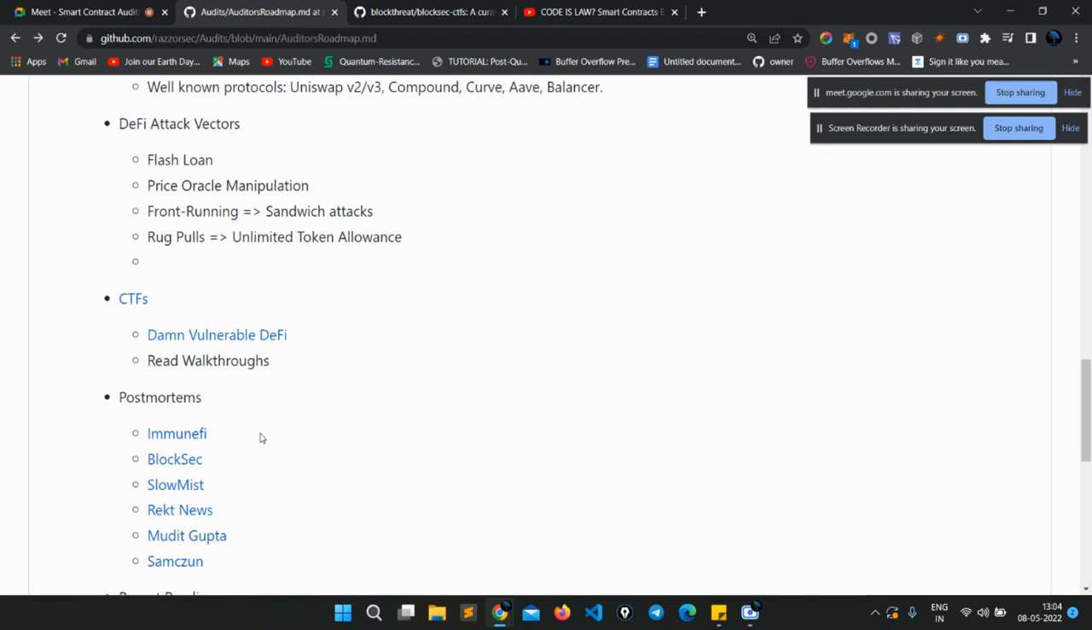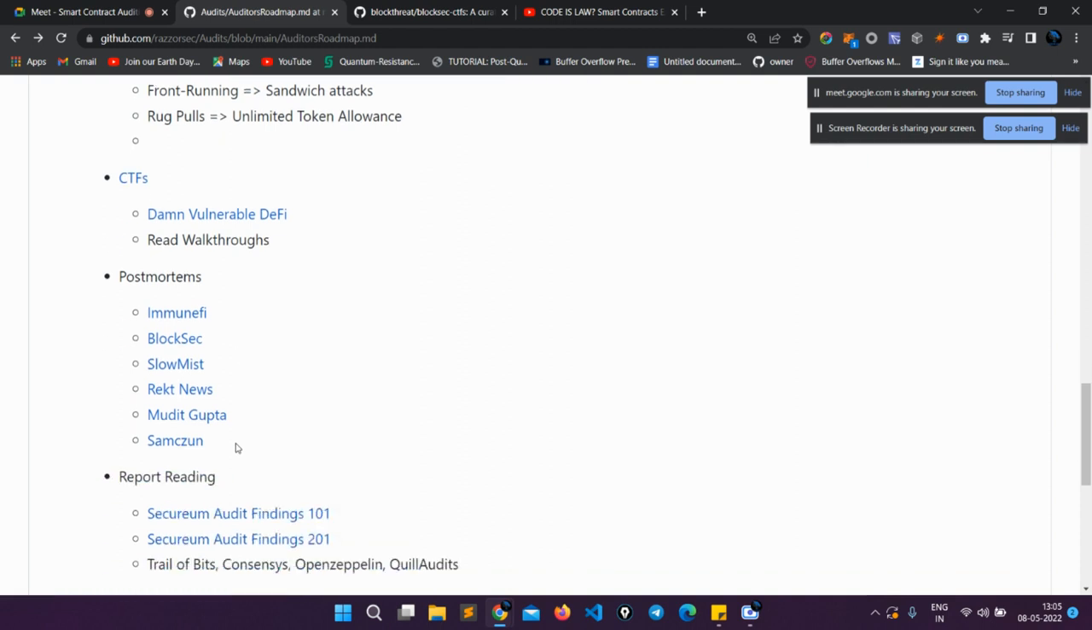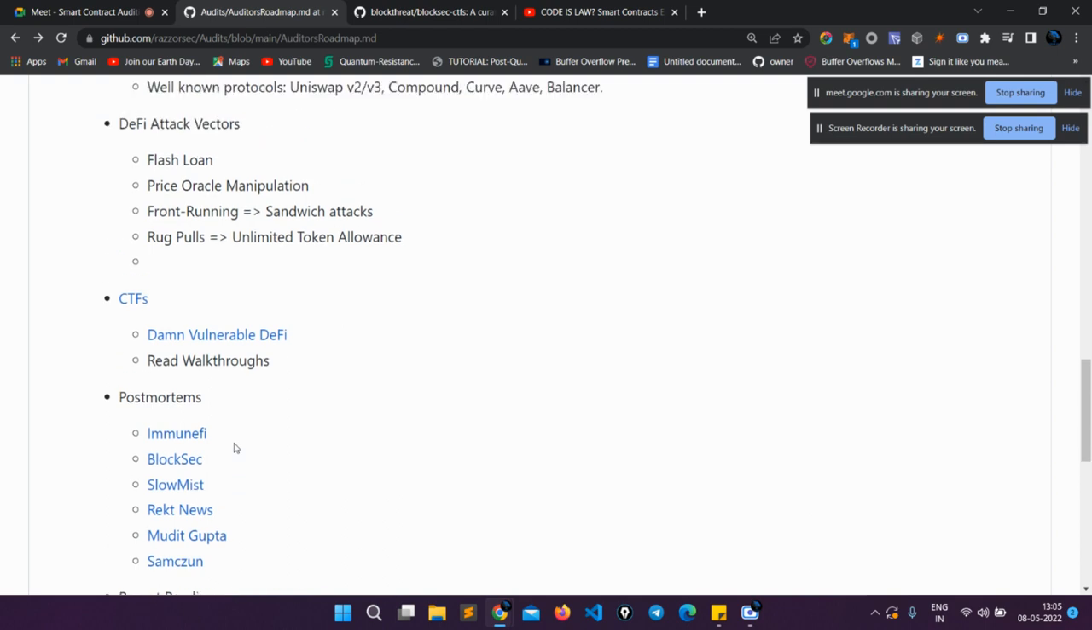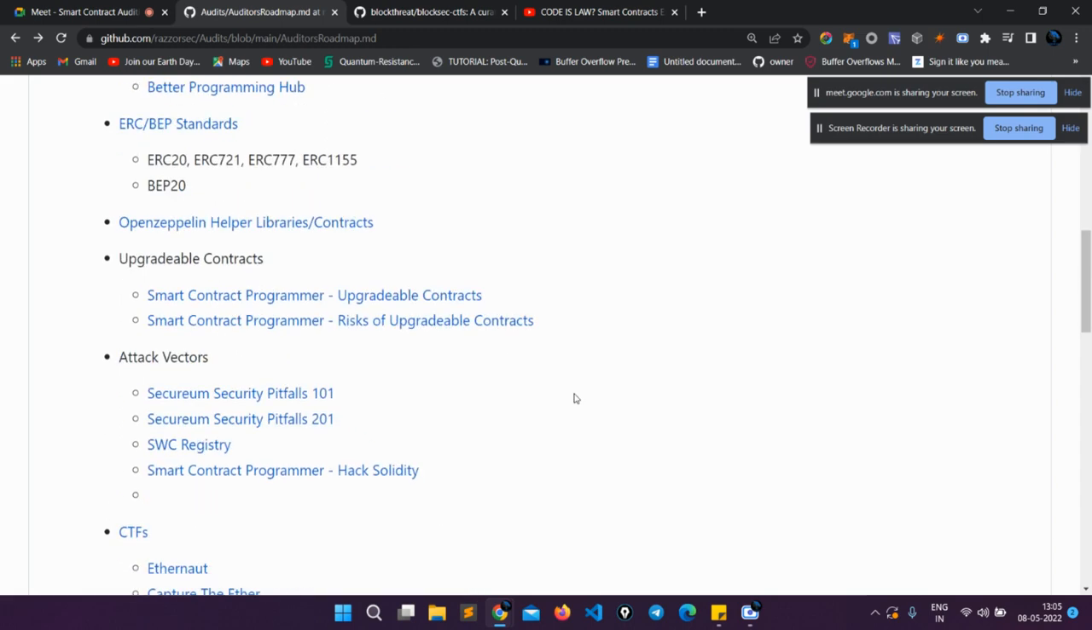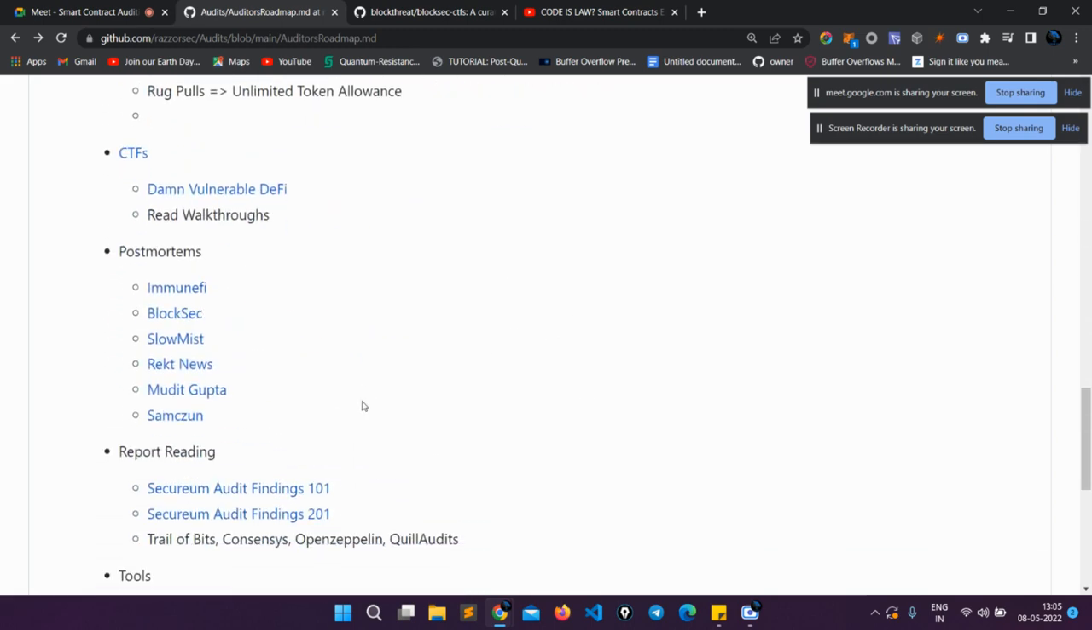Let's say an attack happened on SushiSwap, and there are postmortems written by some well-known teams and organizations, right? Like Immunefi, BlockSec, SlowMist. Go to these organizations' Medium blogs, wherever they write their stuff, and read about the attacks that happened in the past. And once done, you can go ahead and try to recreate the same scenario as well, right? Because why not? Right now I have this knowledge of smart contract testing and I can create the exploit scenario by myself, right?